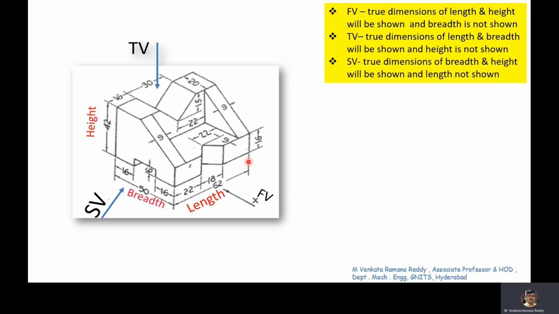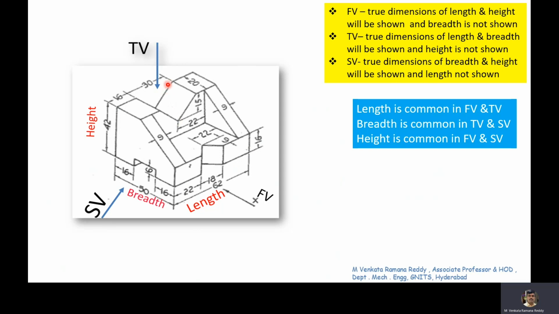Then what are the common dimensions in between the views? That is, in the case of front view and top view, the common dimension is length. And in the case of side view and top view, the common dimension is breadth. And in the case of front view and side view, the common dimension is height. Then now we'll move into a brief overview of the solution of the problem.